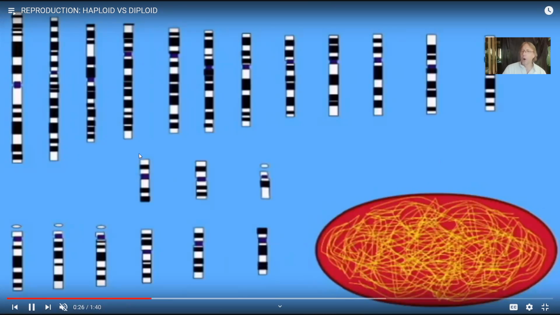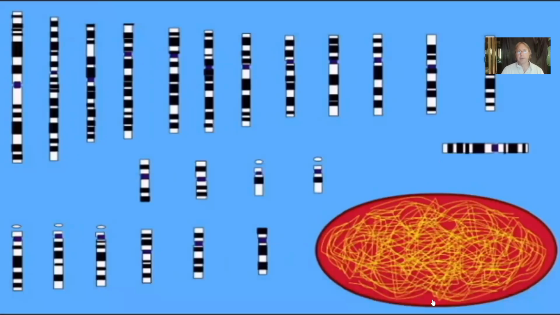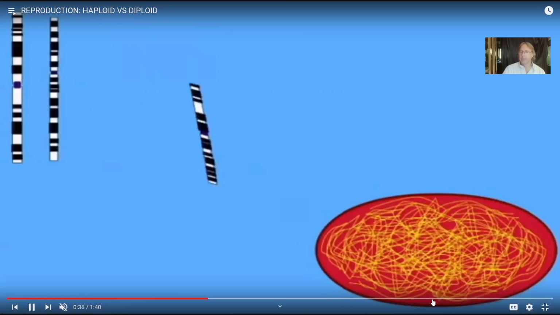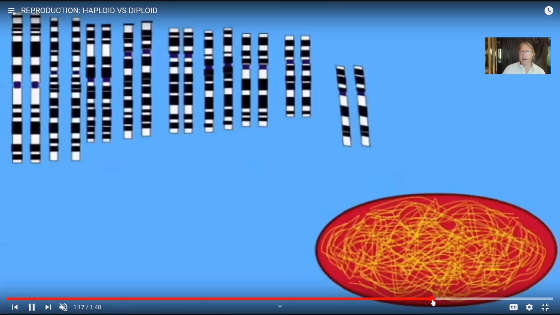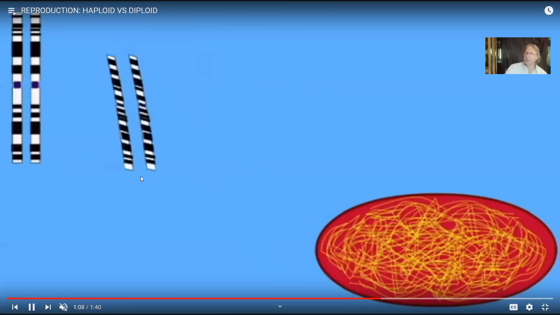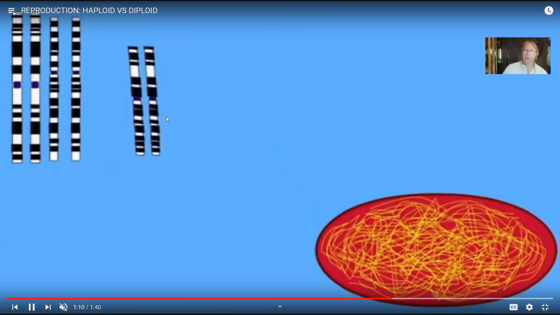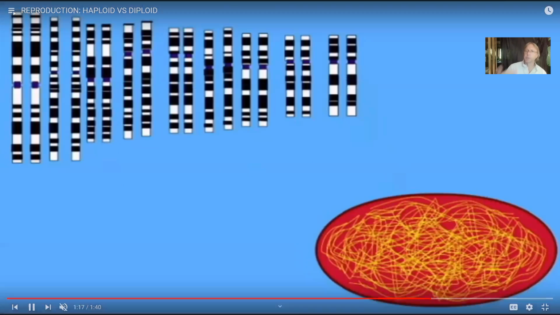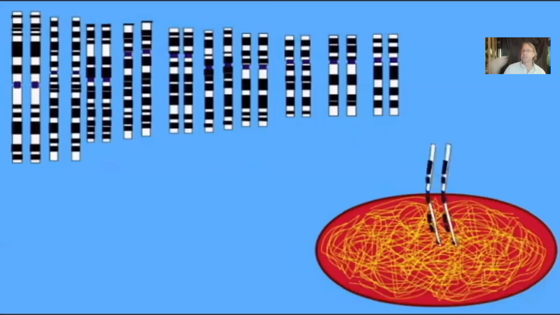Some cells only have 1 set of this 23. They only have 1 copy of chromosome 1, 1 copy of chromosome 2, etc. And such a cell is called haploid. But most cells of the body are not haploid. Most cells of the body have 2 copies of chromosome 1, 2 copies of chromosome 2, 2 copies of chromosome 3, etc., and they are what are called diploid. So cheek cells are diploid, muscle cells are diploid, nerve cells are diploid, etc. Mitosis starts with a diploid cell and then produces 2 daughter cells which are diploid.